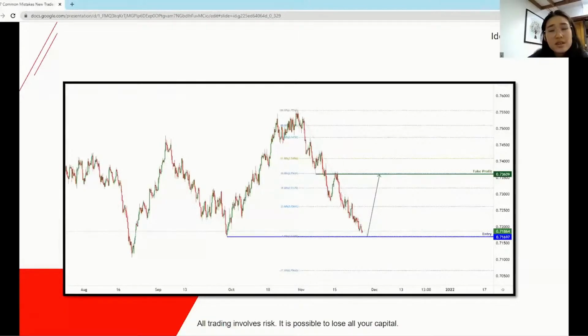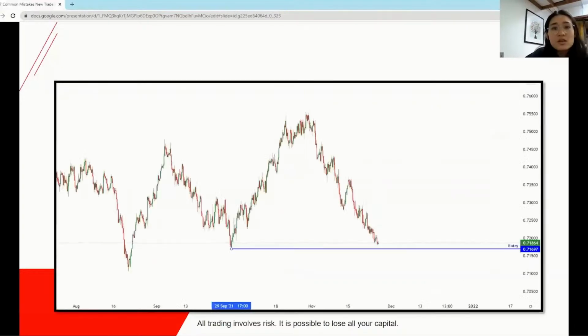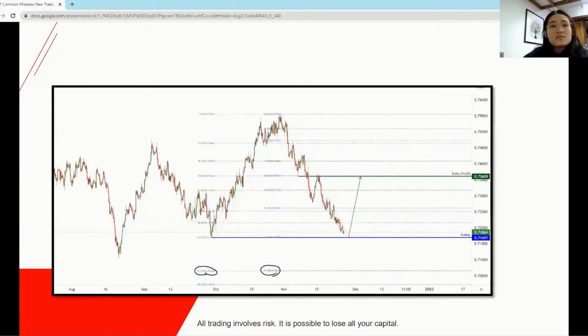Okay, here's another example. We have our entry here at the swing low and our take profit at our first resistance level. So we're expecting price to rise from our entry to our take profit while keeping note of some of these Fibonacci levels over here.